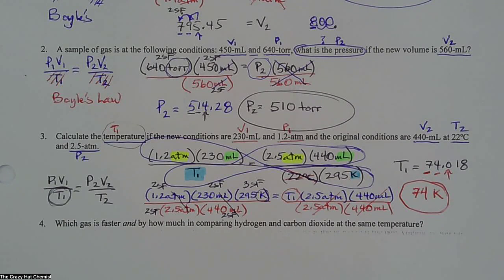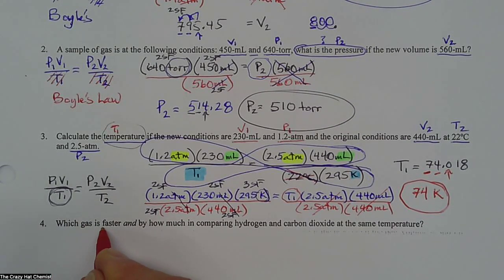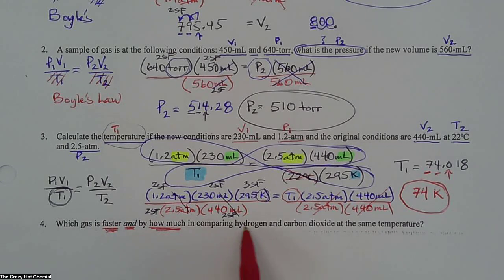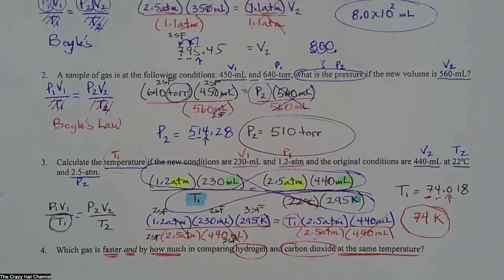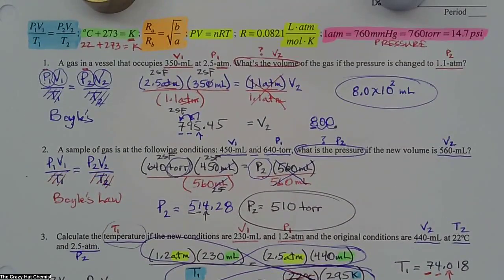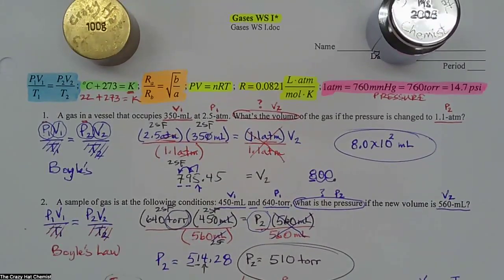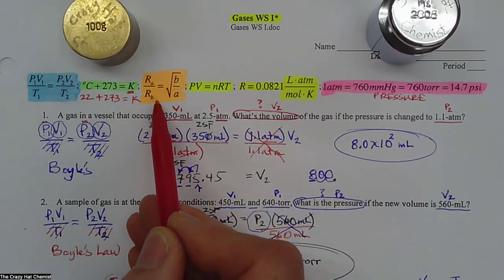This next question says, which gas is faster and by how much? So we got 2 questions within 1 question. Which one is faster and by how much in comparing hydrogen and carbon dioxide at the same temperature? This is a key critical component here, is at the same temperature. So we're going to slide this up and we're going to figure out which equation we're using. We're going to be using here for this problem number 4, Graham's law.